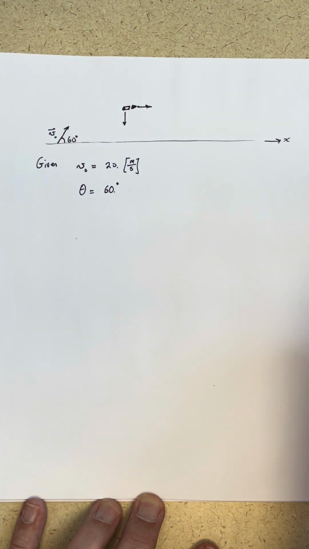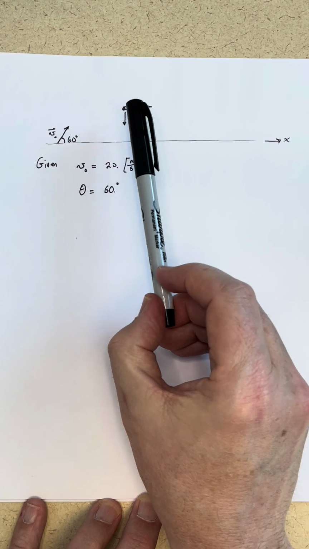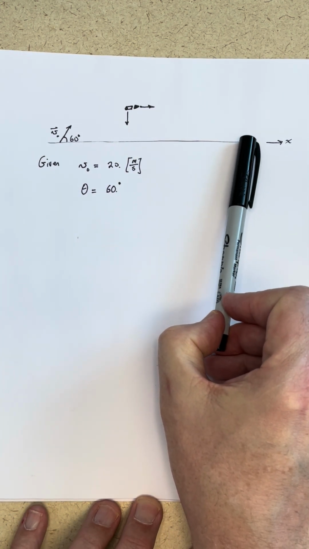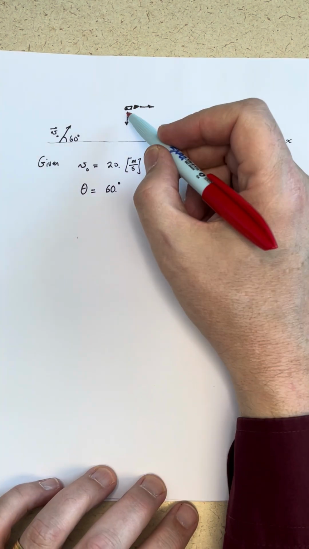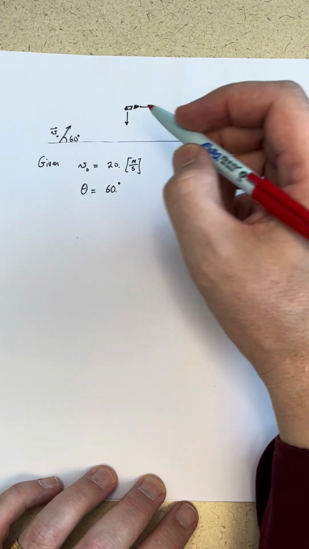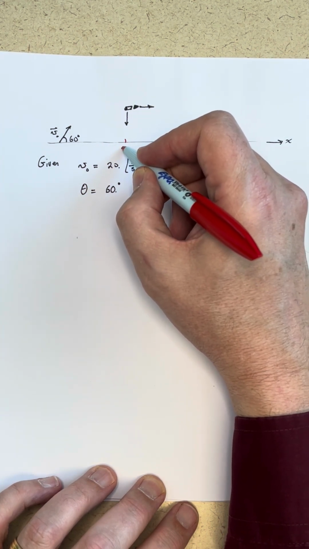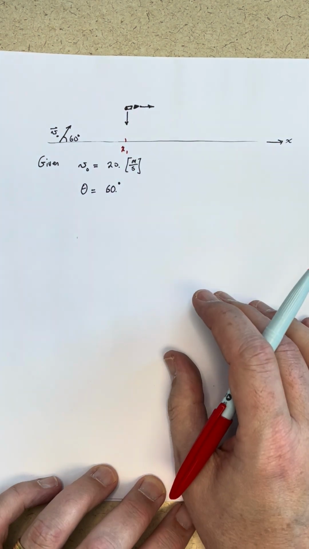And our question then, our challenge, is to determine where the second piece is going to land. So there's a few ways we can do this, but I'm going to choose to do it in terms of center of mass. We know that when they land on the ground, the first piece has to land there.